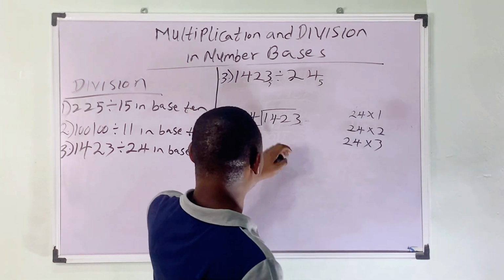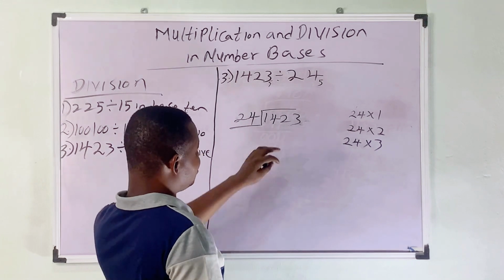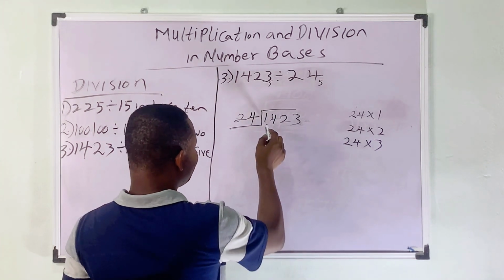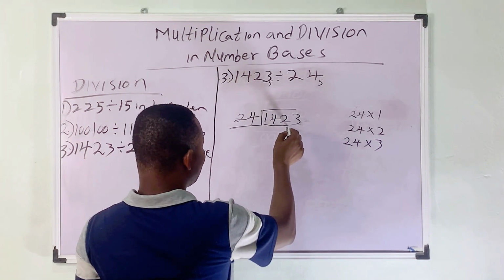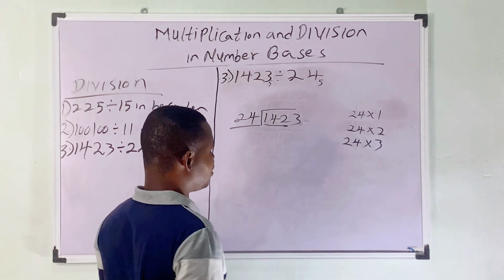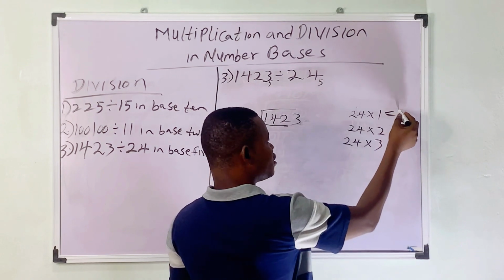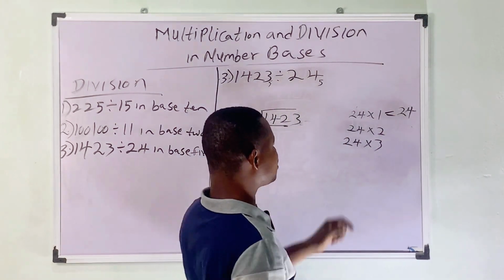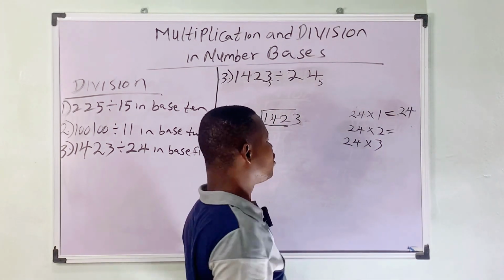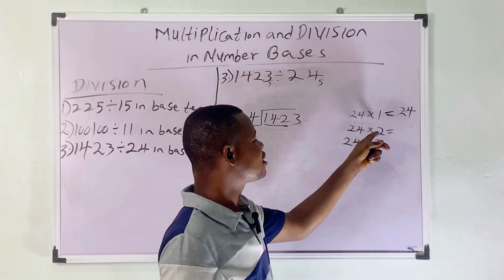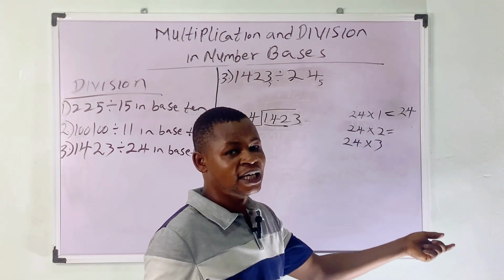And we're going to stop at any number that we see is closer to the first digits where we want to perform our operation. Now, let's check it out. 24 times 1 in base 5, don't forget, that's 24. Now, 24 times 2 in base 5. Don't forget, in base 10, 24 times 2 will be 48.